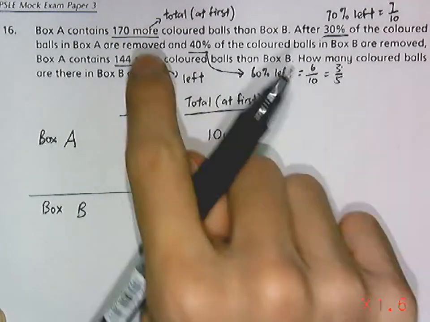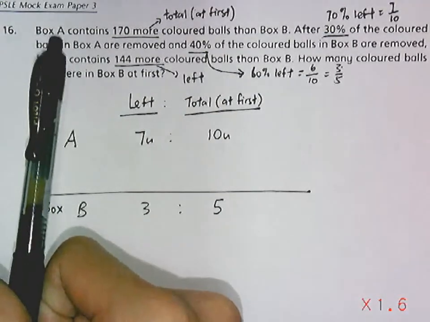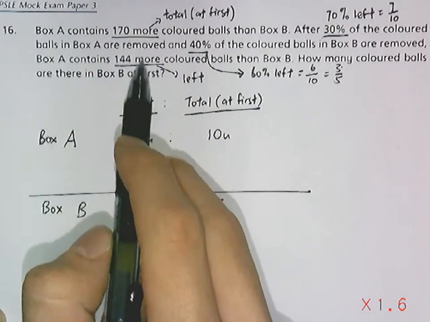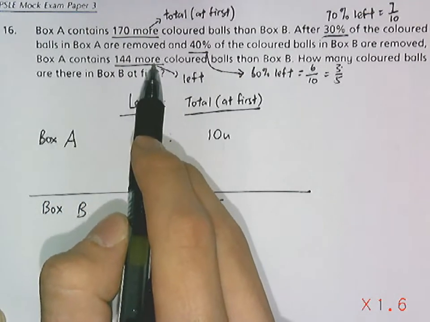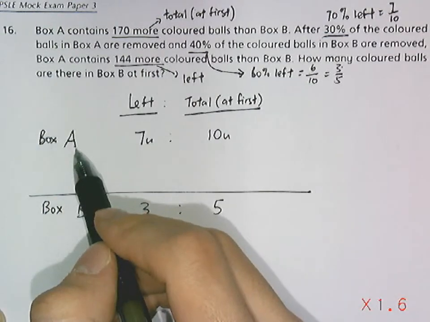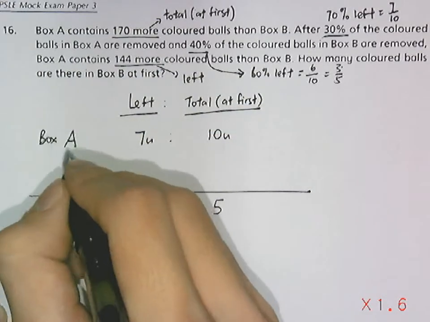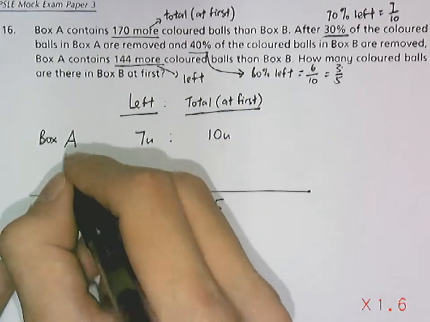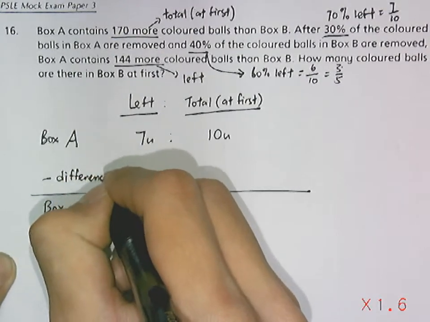Now we can add in the difference here. Notice that for both cases of the differences that we mentioned, box A always contains more. So I can simply take the difference over here. This is the difference that I want to find. If I take box A and subtract the difference, I would get my box B.